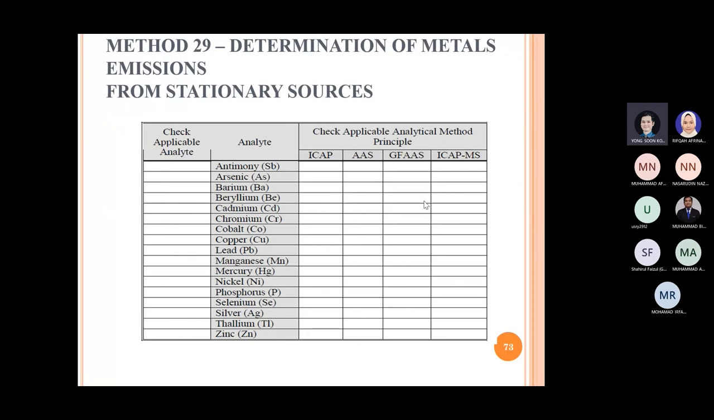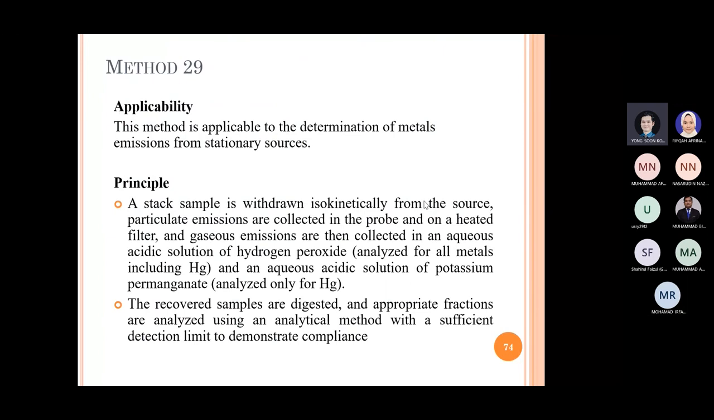And then finally, what about the metals? Like I said, the metals are all contained inside the particulate. So the first thing we need to do is trap the total particulate. And from there, only then can you determine the so-called heavy metals.